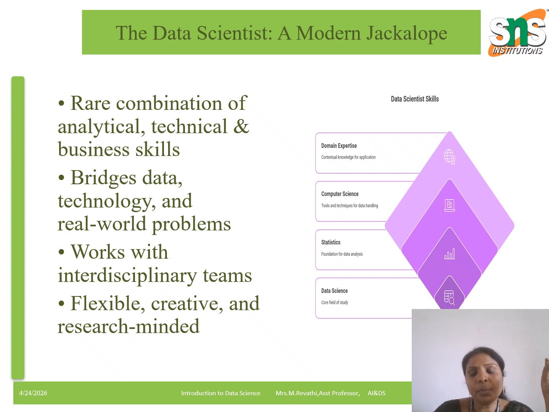Next one is the data science modern jackpot. It's a rare combination of analytical, technical and business skills. They act as a bridge between data, technology and real world challenges. In this classroom, you can imagine someone who not only knows how to work with numbers and write code, but also understands how businesses operate and where decisions need to be made. Data scientists usually work closely with people from different fields: engineers, managers, developers, marketers or domain experts.